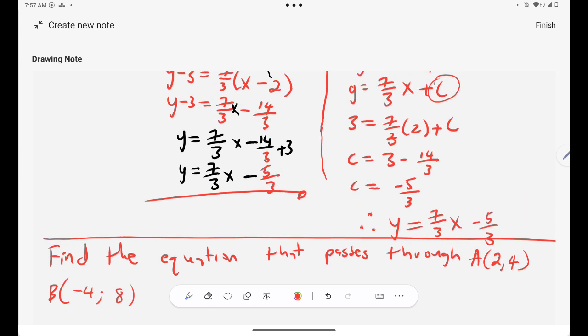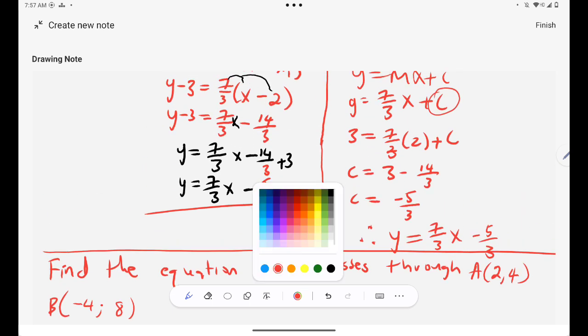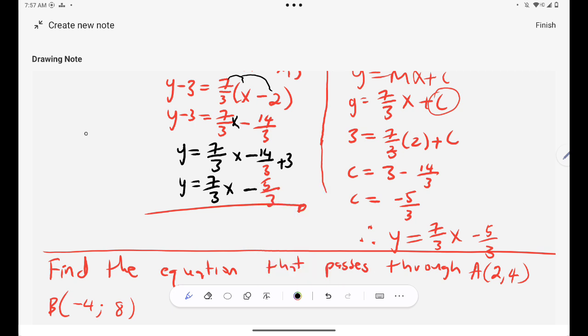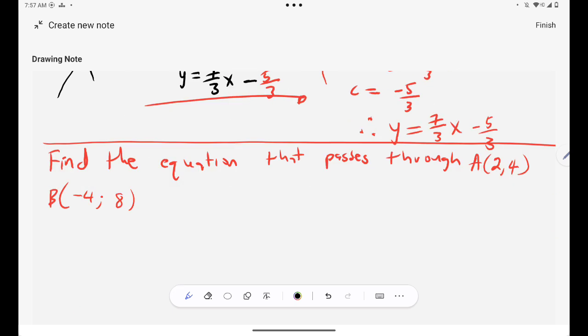Oh, and by the way, there at the top, since I have the equation, I can easily draw the graph. I know that my gradient is positive and my y-intercept is negative 5 over 3. So my graph will just look like this. Just need to find the x-intercept there. Okay, so here, let's work.